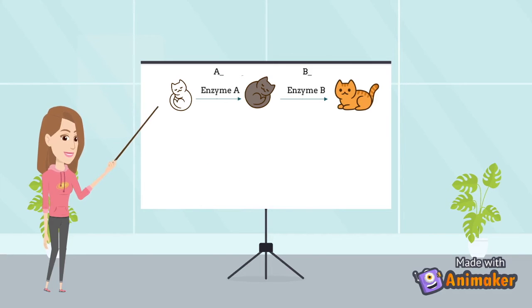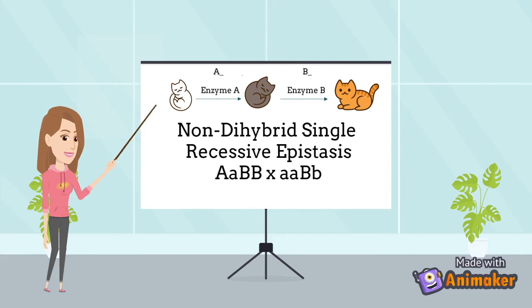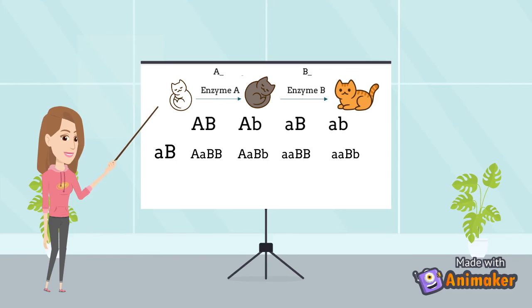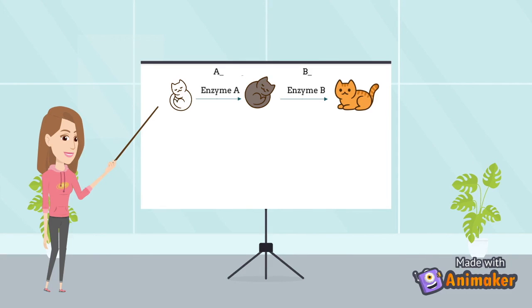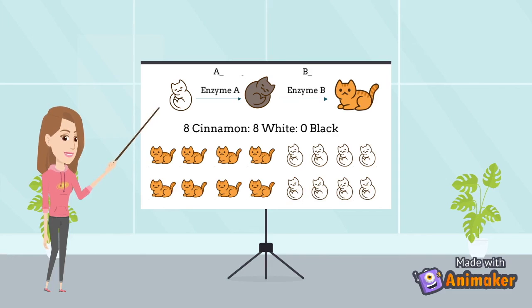Next, let's see what would happen if we mated two cats with these genotypes. This is a non-dihybrid single recessive epistasis cross. We can make a Punnett square to see all the possible genotypes we could get. We can then use these genotypes to follow the pathway and find an 8:8:0 ratio, with half being cinnamon colored and half being white, and 0 being black, because we had no small b alleles.